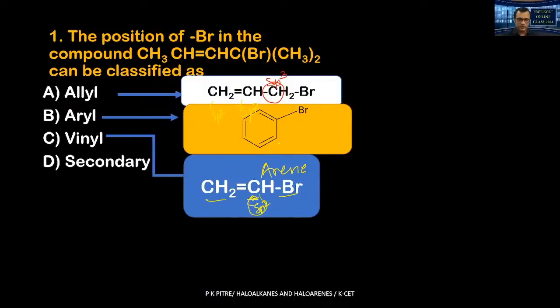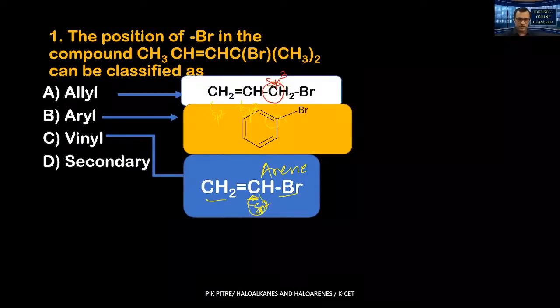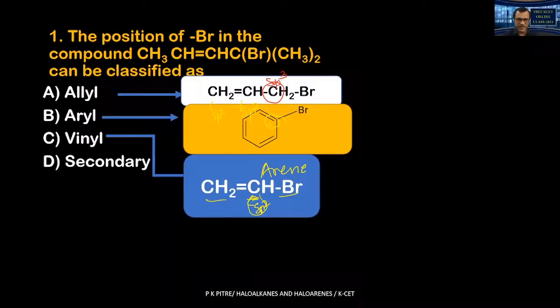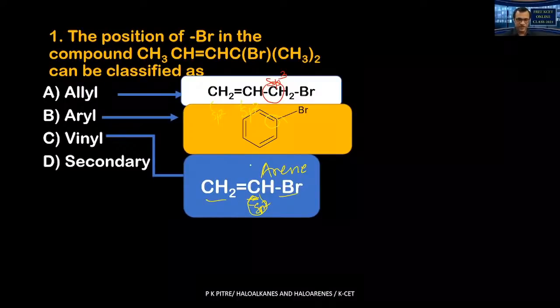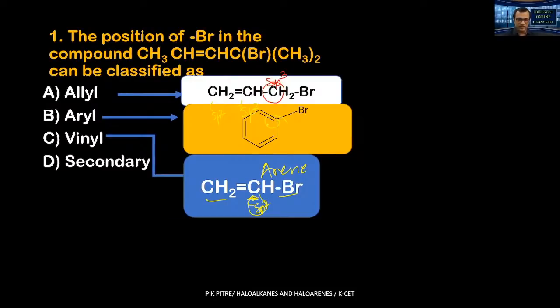This is also sp2. This is also an sp2 carbon over here. What is the difference among them? This is of an open chain. And what about this? This is an aromatic ring. Remember, there's a huge difference between an sp2 carbon atom of an open chain and that of an aromatic ring.